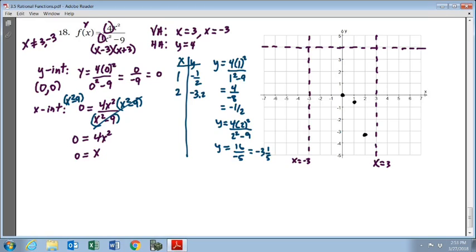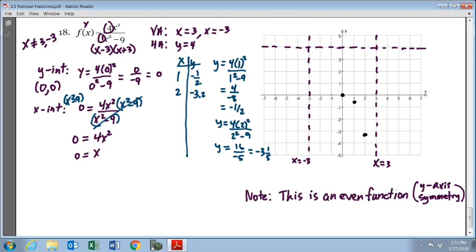Now if you look at this graph, it looks like we could have symmetry here based on our asymptotes. And in fact, this is an even function. And that means we have y-axis symmetry, which is going to help us here. It'll save us time in finding points. Remember, to prove that a function is an even function, you just plug in minus x into the function. And if you get back the original function, which we will in this case, you have an even function.